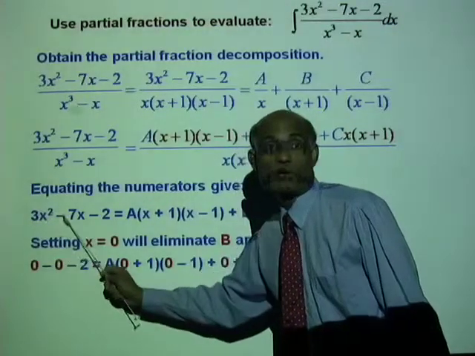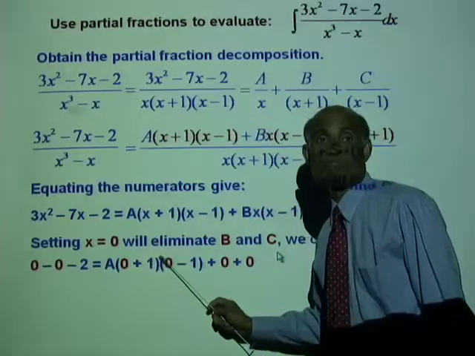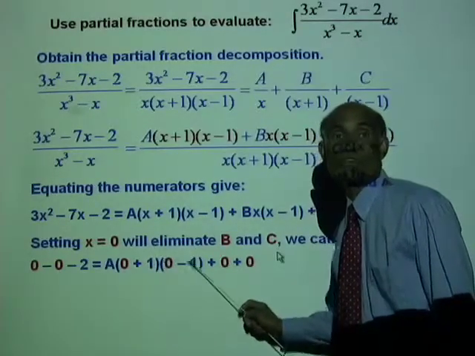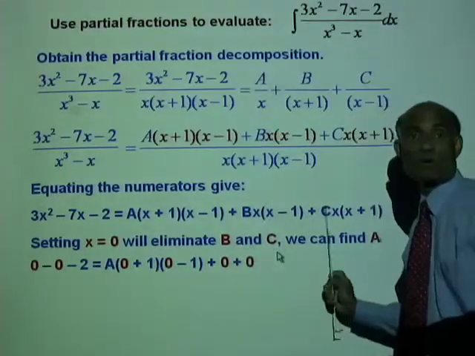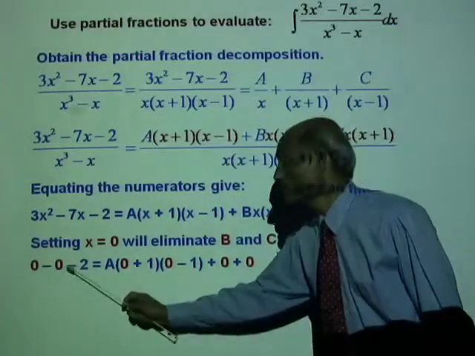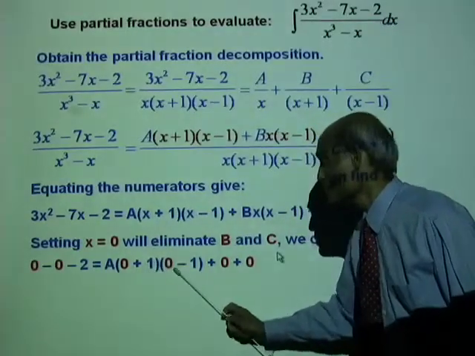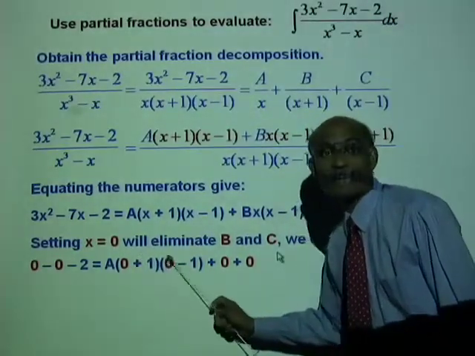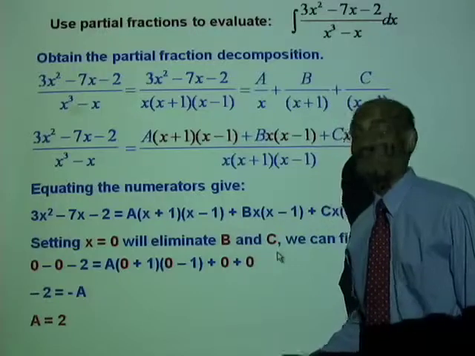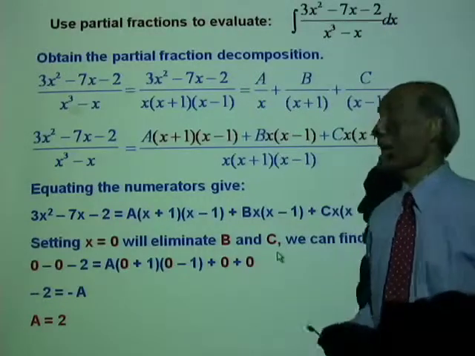So that will make 0 minus 0 minus 2 equal to a times 0 plus 1 times 0 minus 1. Is that right? Replace all x's by 0. Plus this will become 0 and that will become 0. And what is then left over? The left hand side is negative 2. The right hand side is, look at this, this is plus 1, this is times negative 1. That will be negative 1 times a. Negative 2 equal to negative a, and that gives you a equal to 2. Very easily we got the value of a.